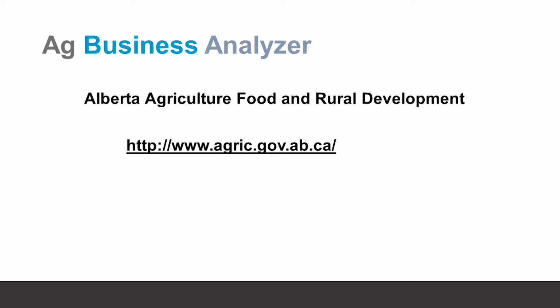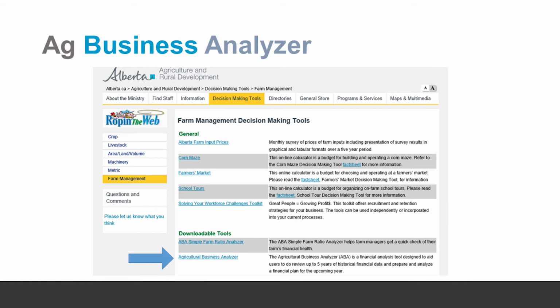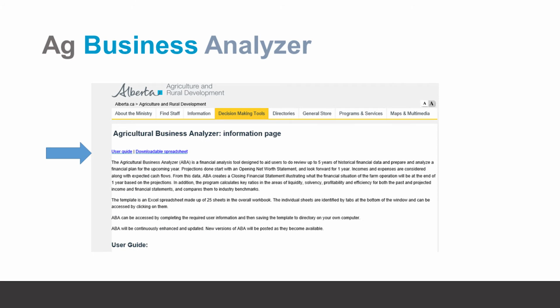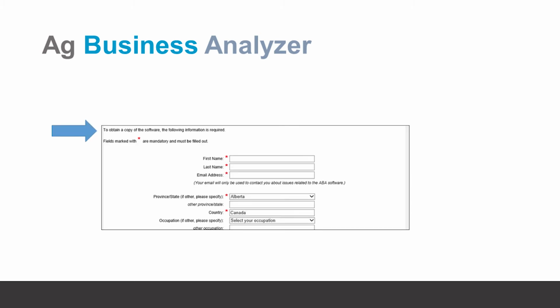You can access it from the Alberta Agriculture website. Just search Ag Business Analyzer. You'll get a screen that shows downloadable tools. The Ag Business Analyzer will be one of them. Select the Ag Business Analyzer. You can download either the user guide or the ABA template at this point. Complete the online registration, and then the program will download. It might take a few minutes, but you'll have the document, and then you'll need to save it to your own file on your hard drive.